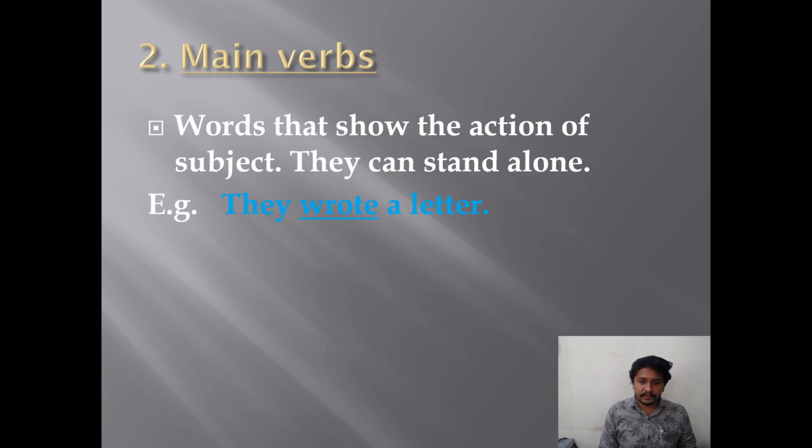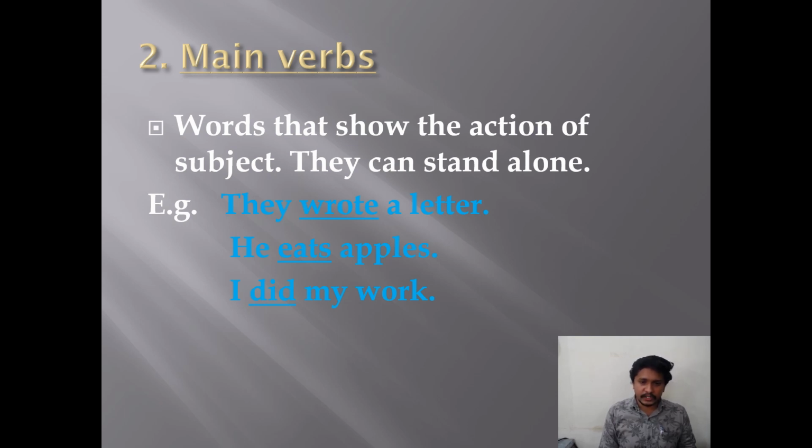Look at this example. They wrote a letter. Wrote is the main verb here, and only one verb is used. A letter is the object and they is the subject. So the verb stands alone here. He eats apples. Eats is the main verb here and it stands alone. I did my work. Did is the main verb here and it stands alone.